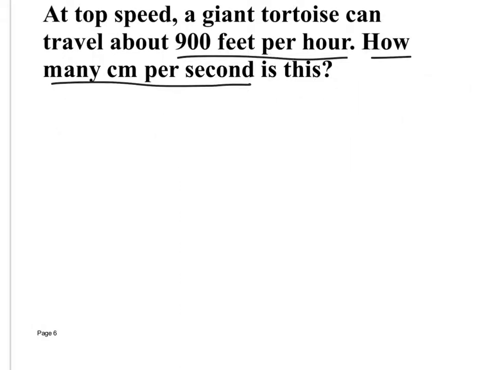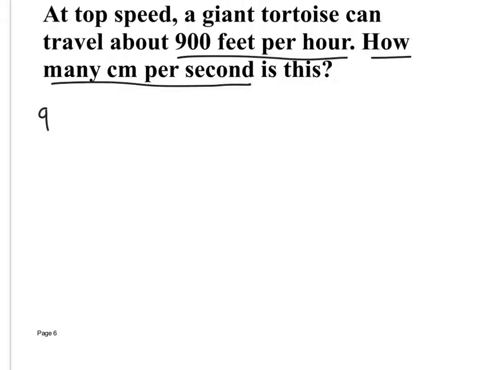Here it says a giant tortoise can travel at 900 feet per hour. We want to break that down to something closer to what we can understand. So let's figure out centimeters per second. I write what they give me. The first one we did, the land speed record, we were going from the same units, miles per hour to miles per minute. Here we're actually going from one system to another. But nothing changes. We still use dimensional analysis to go from one unit to another.